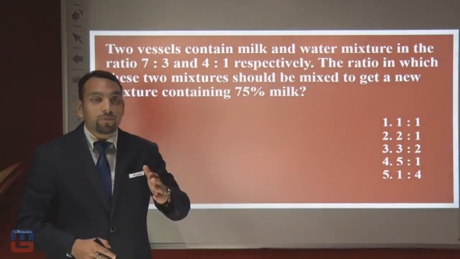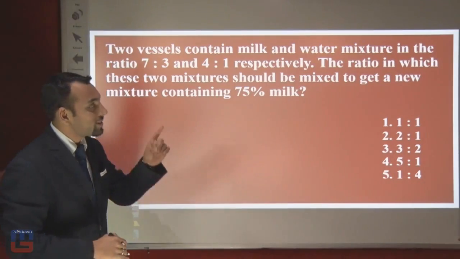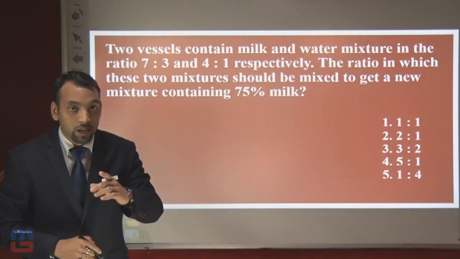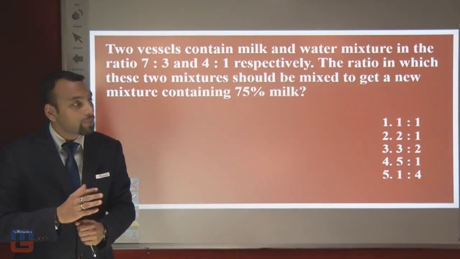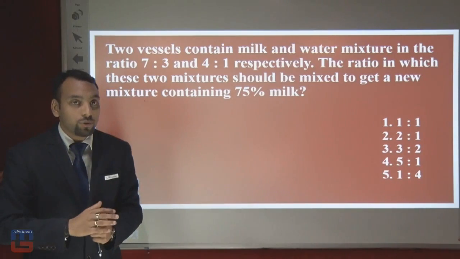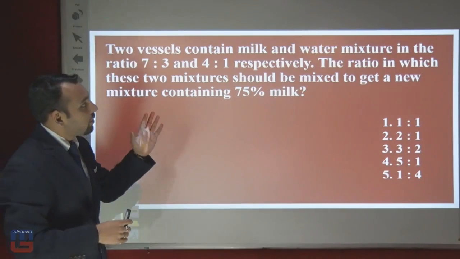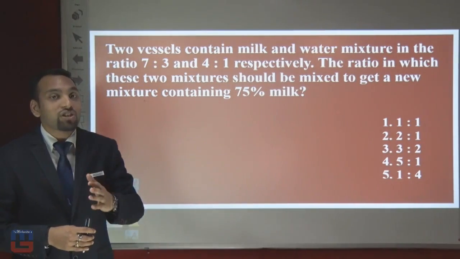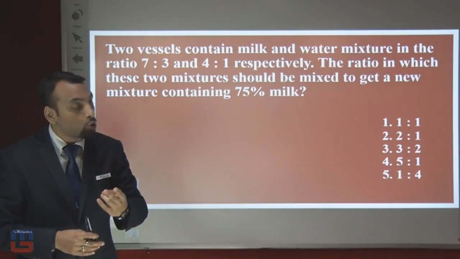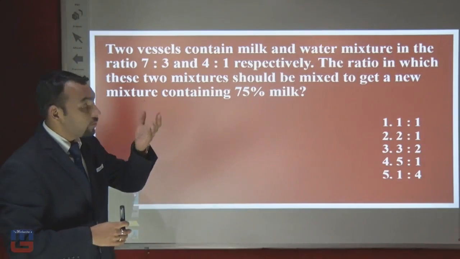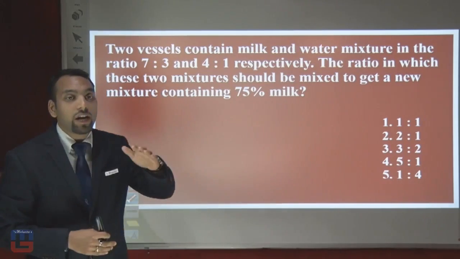You can see here the first question on the screen is from ratio, or we can say that these questions can be done with the help of allegation as well. Now, what the question is saying: we have two vessels containing milk and water mixture in the ratio 7:3 and 4:1 respectively. The question says we have two vessels which contain milk and water in the ratio 7:3 and 4:1.